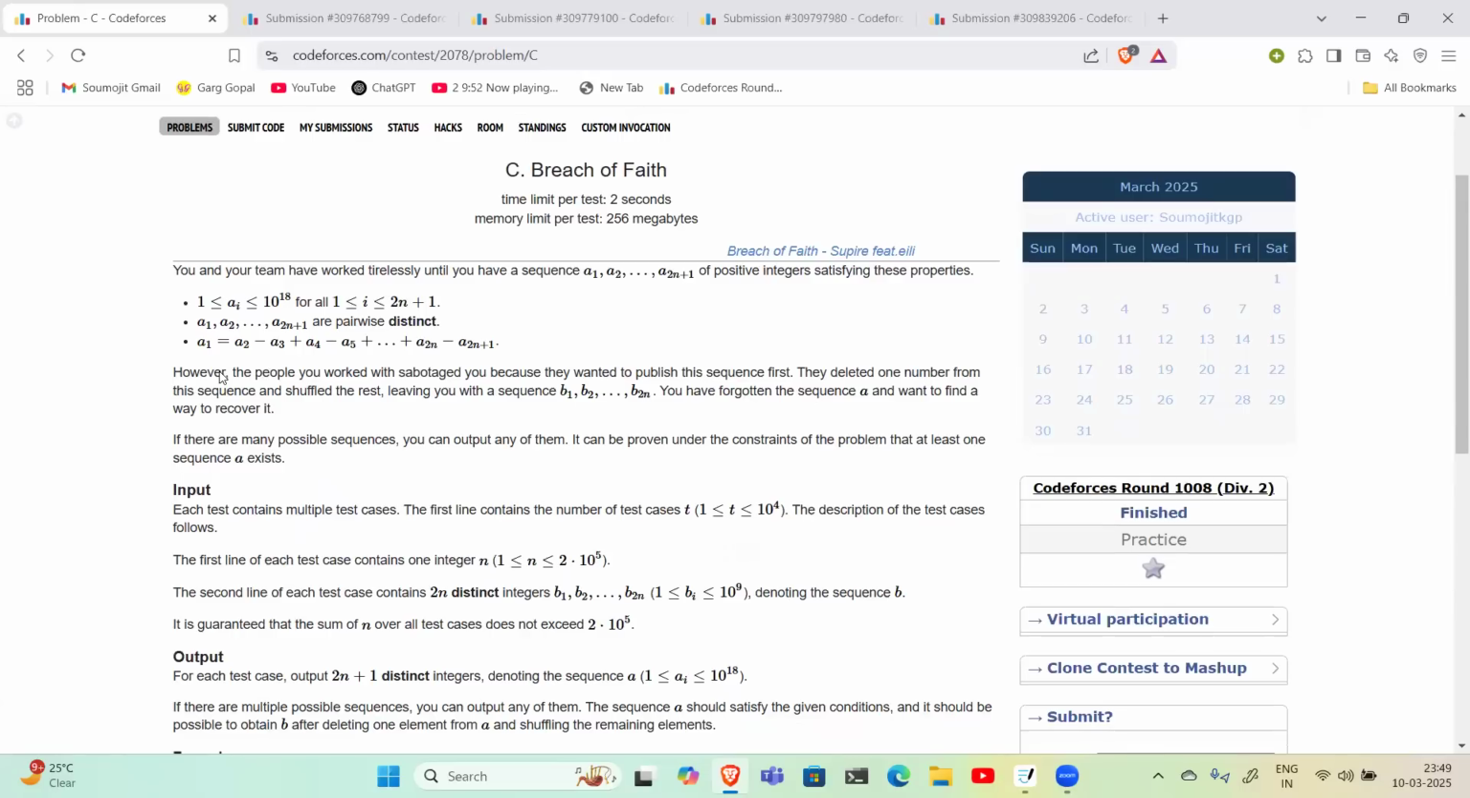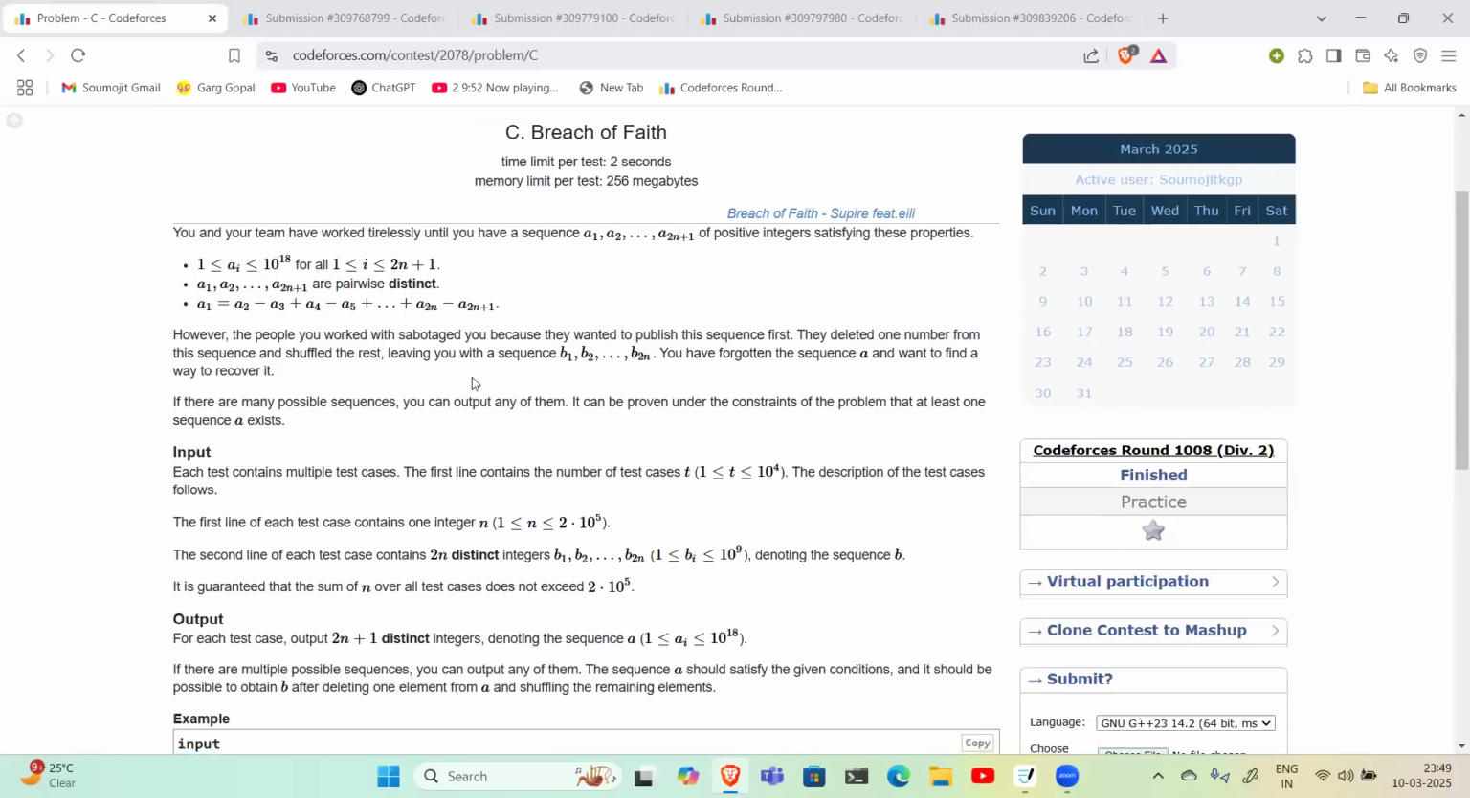The question says that, however, the people you worked with sabotaged you because they want to publish the sequence first. They deleted one number from the sequence and shuffled the rest. So that leaves you with a sequence B1 to B2n. You have forgotten the sequence A and want to find a way to recover it. If there are many possible sequences, you can output any of them, and it can be proven under the constraints of the problem that at least one such sequence A exists. Okay, great.